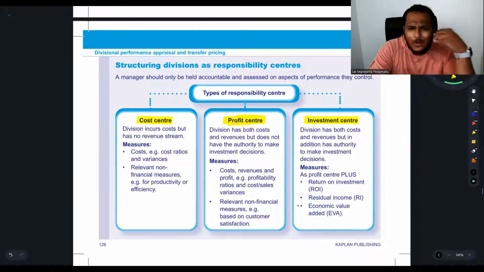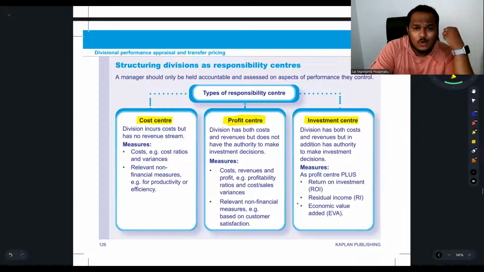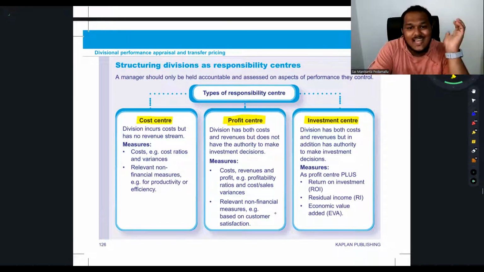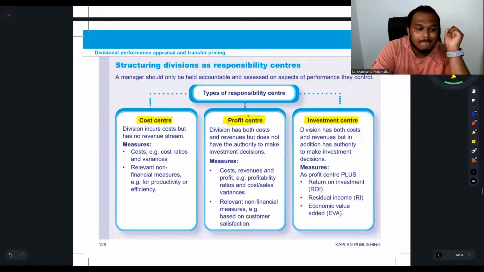Cost centers means only costs are incurred. There are no returns, there are no profits. Maybe an accounting department, HR department. There are only costs for this. They do not directly generate any revenue. So that is why accountant salaries are much less compared to software engineers. We are a cost center for a company. Software engineers and the software department is a profit center for the company.